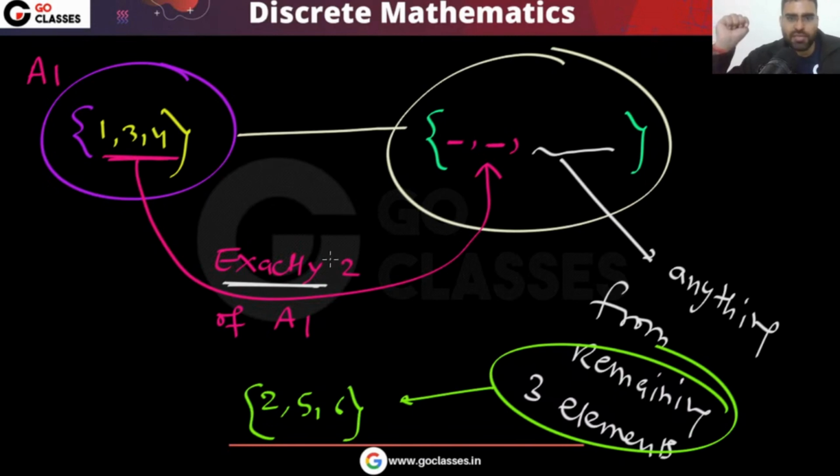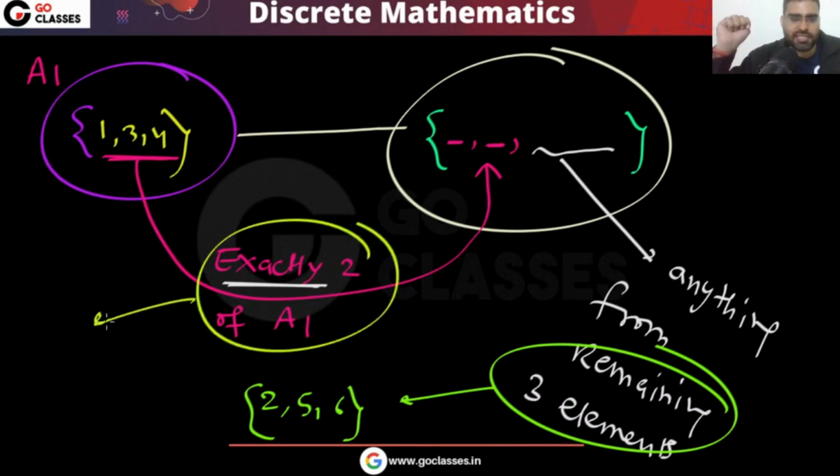So the answer will be, you select exactly 2. Selecting exactly 2, how many ways? From 3 you are selecting 2. And any superset you create from the remaining 3 elements. So finally I can say, for this vertex 1, 3, 4, what is the degree?